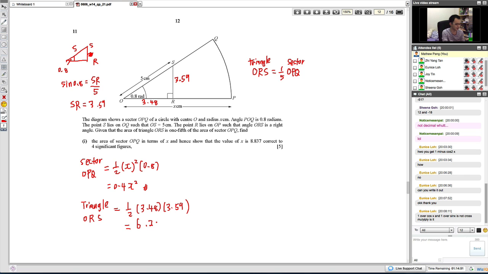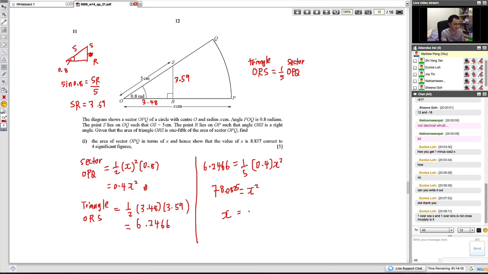Or can you use 6.2466? Never mind, using more decimals is better. So I apply it into this formula because they are 1 fifth. So I can say 6.2466, which is the area of triangle, equals 1 over 5 of the area of sector, which is 0.4 x squared. Then I will need to solve this one. So basically multiply 5 divided by 0.4. Multiply 5 divided by 0.4. I will get the number 78.0825 equals x squared. So for x, I just square root the answer.